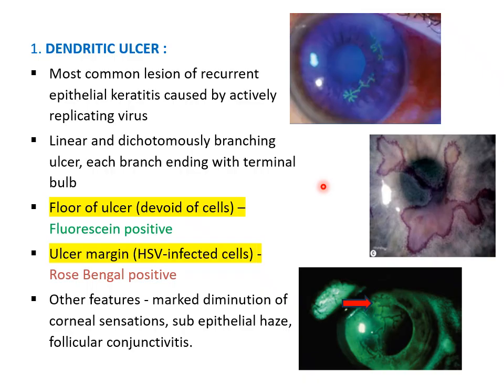And it is on the basis of these stains that different epithelial infections are differentiated from each other. Some other features: marked diminution of corneal sensations. This is a hallmark: corneal sensations are diminished markedly in herpetic infections. Please remember that. There may be subepithelial haze and there may be a follicular conjunctivitis. What you see here is a dendritic ulcer in the lower part of the cornea, and this dendritic ulcer has now enlarged in the upper part to become a geographic ulcer. So that is the next feature.